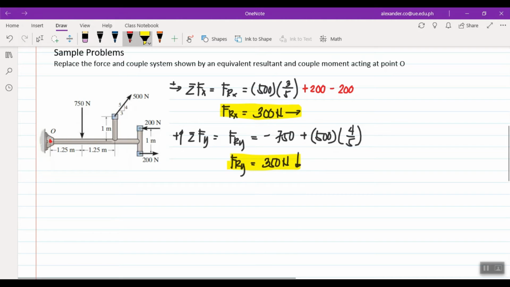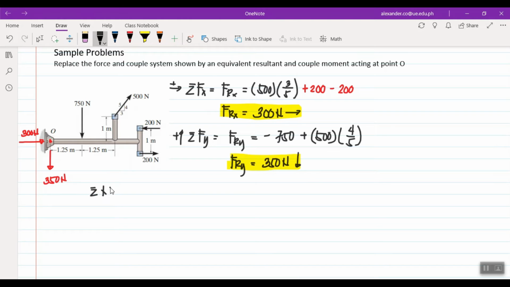Lagay ko na ngayon dito. Yung X ngayon dito is 300. Ito naman is also going down. That will be 350 Newton. Pwede ba ilagay dito sa taas? Pwede, no? Walang problema doon. It passes through point O naman. Diyan ko lang nilagay. So, next, yung natira, resultant ng moment.